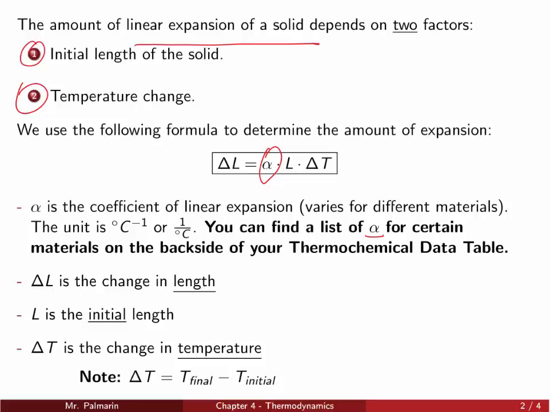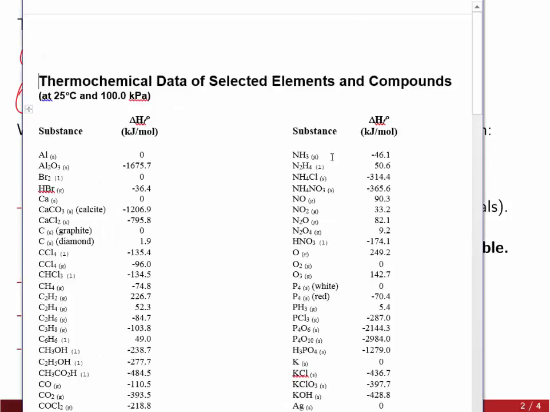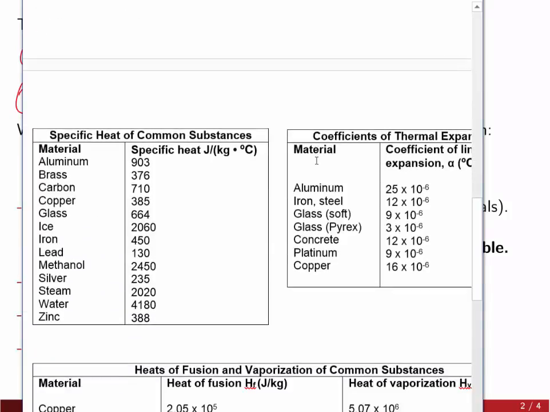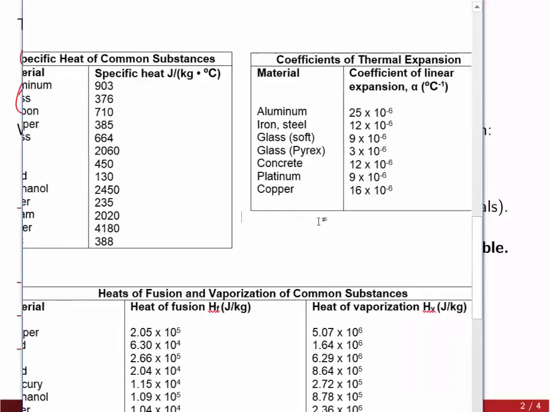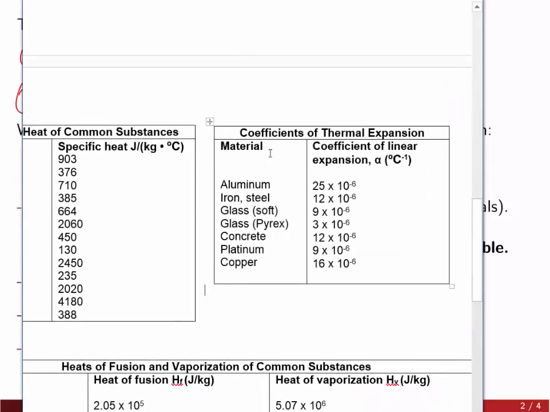You can see it right here. Not too many materials are listed: aluminum, steel, glass, Pyrex, concrete, platinum, copper. Those are your list of coefficients of linear expansion, and the unit for that is one over degrees Celsius.